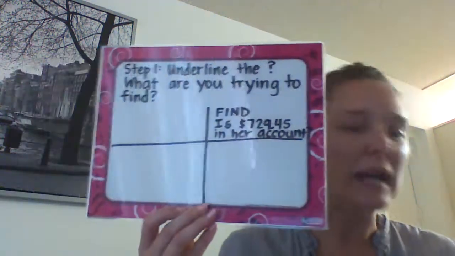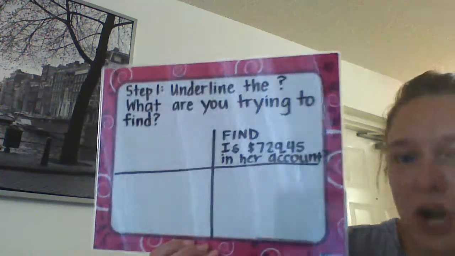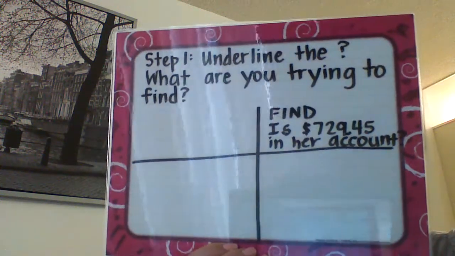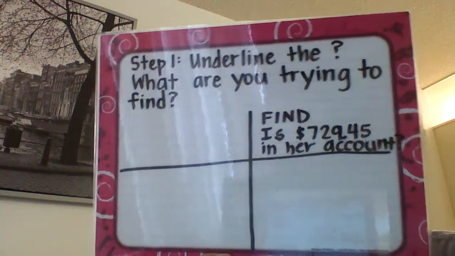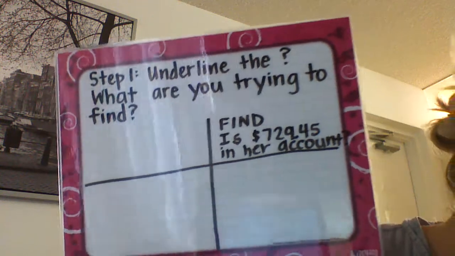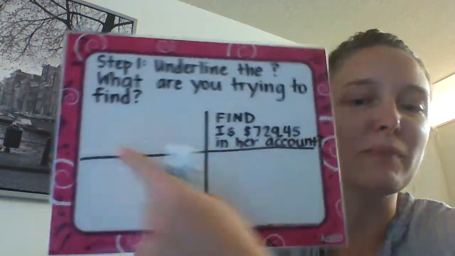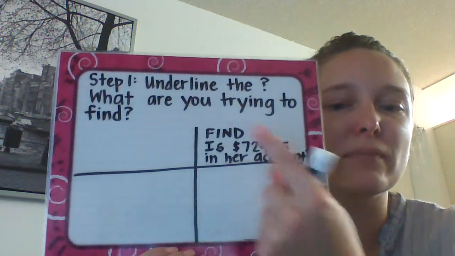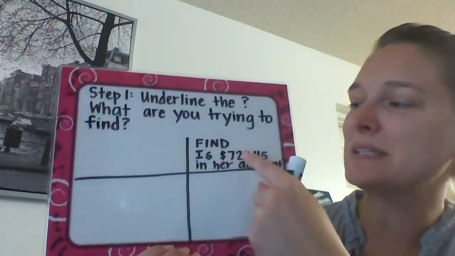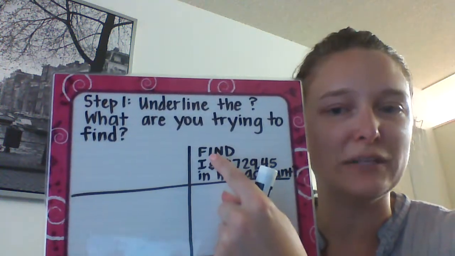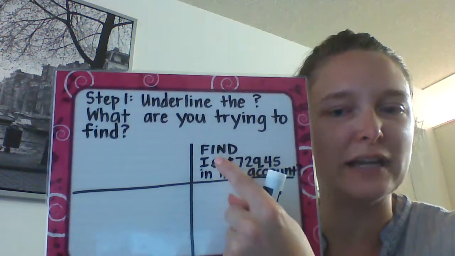So, the first thing that you need to do when you're solving a word problem, the best way to stay organized is to create this 4-square chart. When you create a 4-square chart, you are allowing yourself 4 spaces to really get organized. Once you've made that 4-square, the second box is where you write what you are trying to find. What are you trying to find?